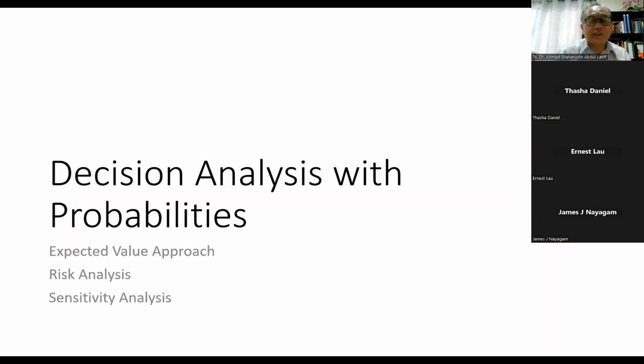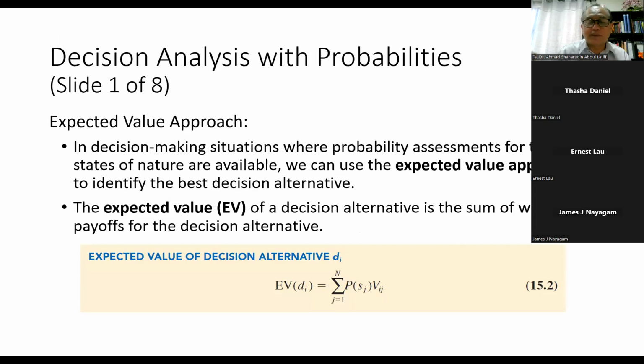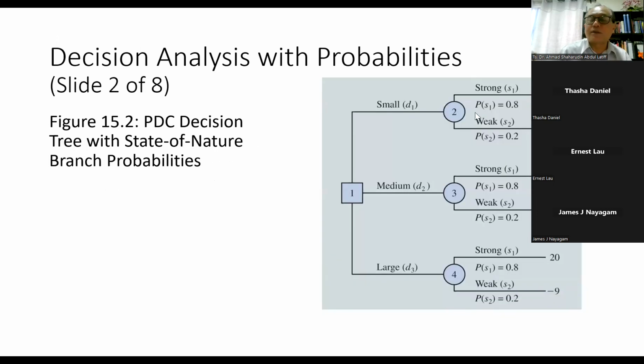Now we look into decision analysis with probabilities. When you do decision analysis with probabilities, you calculate what we call the expected value approach. We calculate the expected value. Expected value approach is where we count the probability P_j, based on V_ij, then we do an expected value approach.